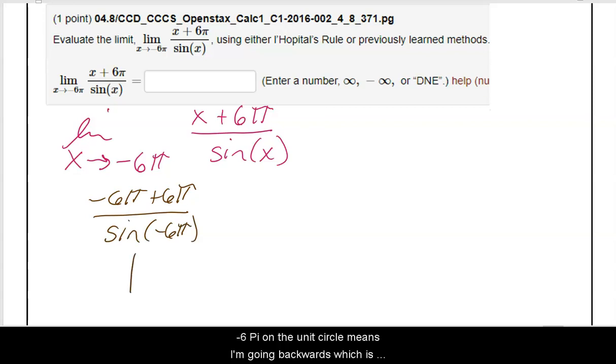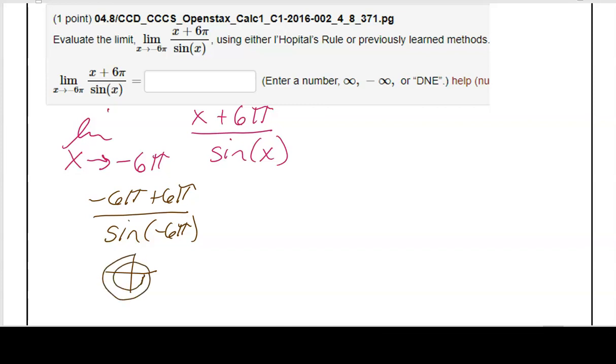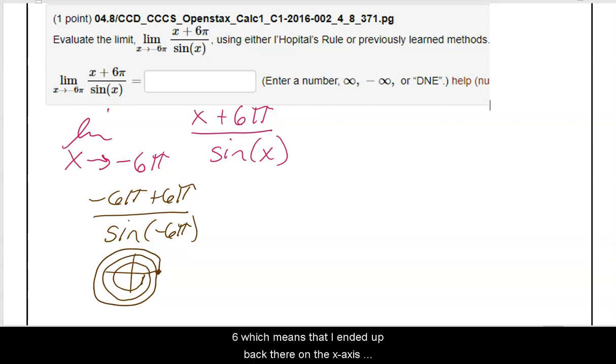Now, negative 6 pi on the unit circle means I'm going backwards, which is clockwise. That's 2, 4, 6, which means I ended up back on the x-axis. But the sine at that point is 0, so the denominator is 0. The numerator is also 0, which means L'Hopital's rule, and it is in the fraction form, so I can do it directly.